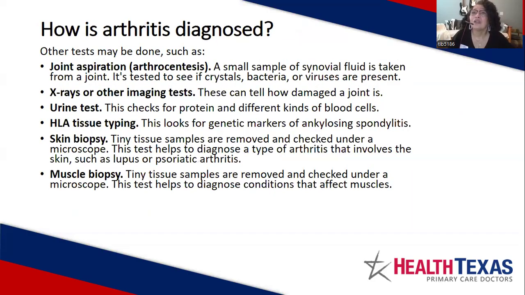There are other tests that can be done as well. Joint aspirations, or arthrocentesis. Arthrocentesis is not a fun thing to have to do, but a small sample of the synovial fluid, that's the fluid in the sac between the joints, is taken with a large bore needle, and it's tested to see if there are crystals, bacteria, or viruses present.